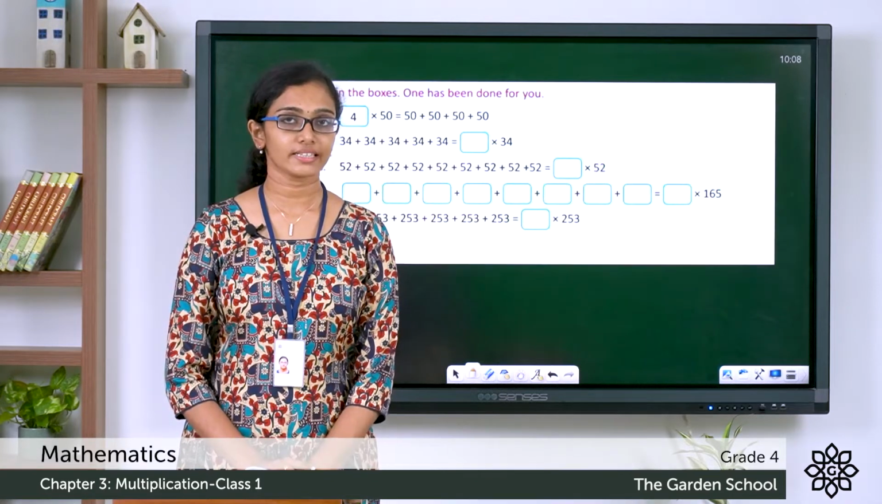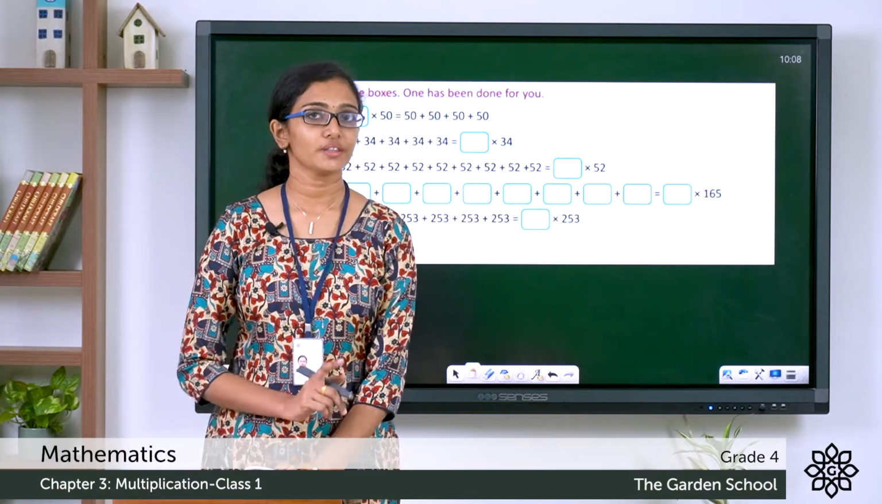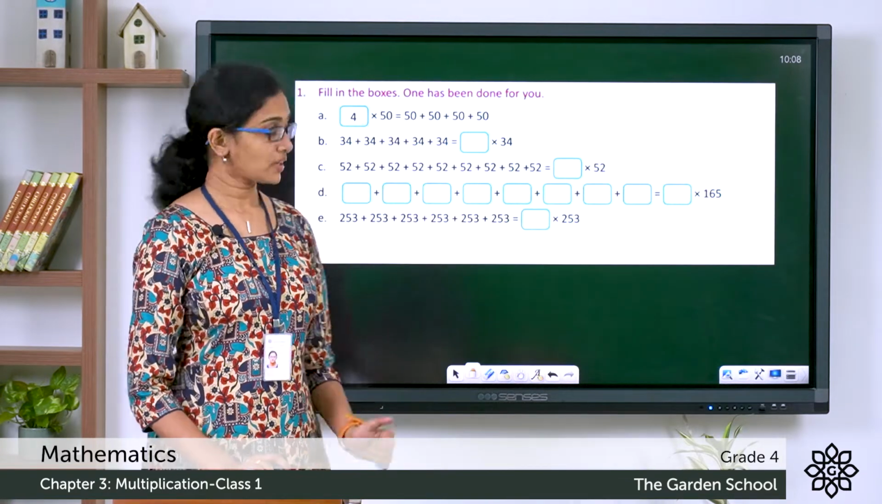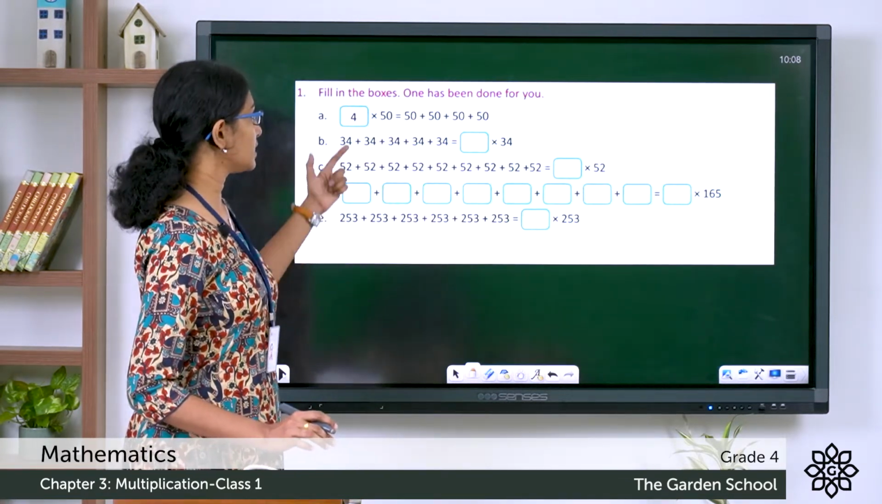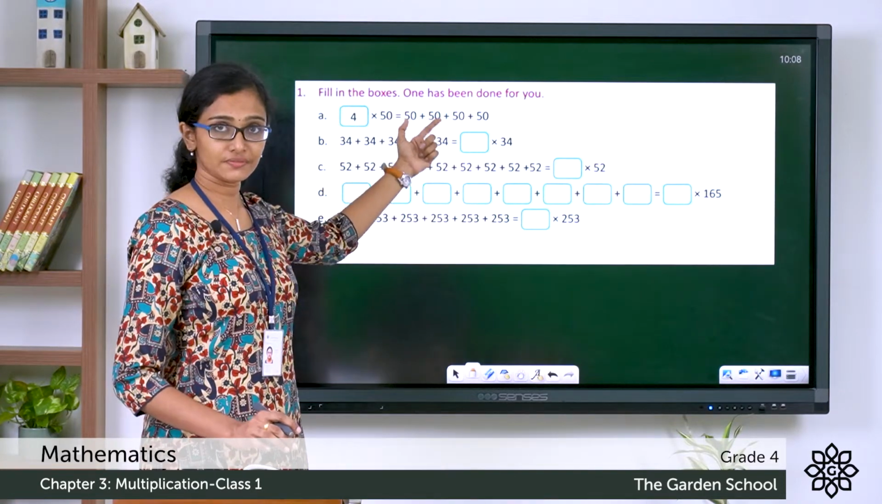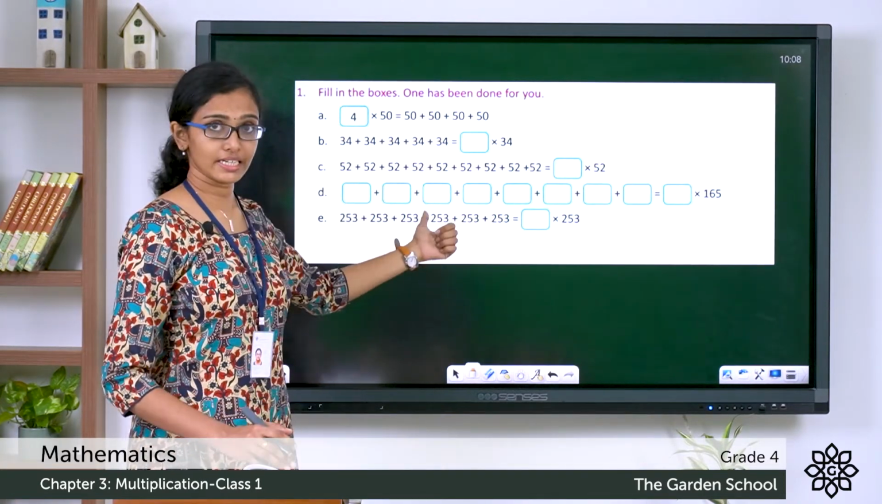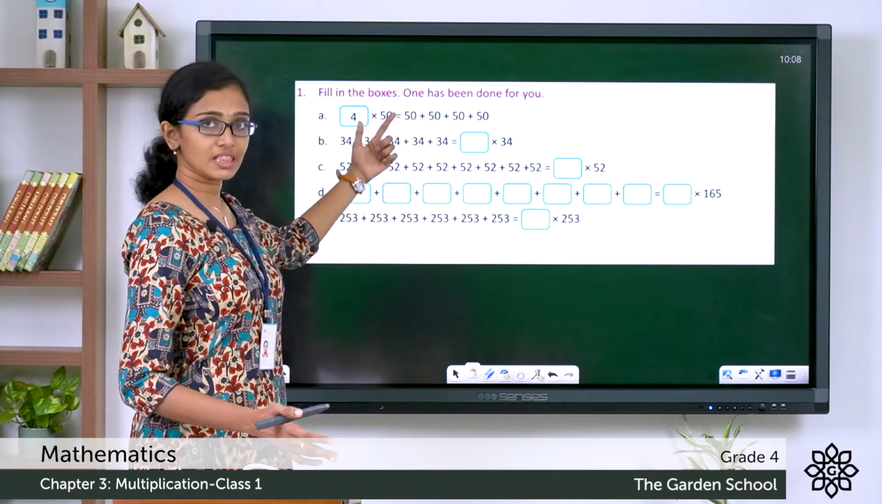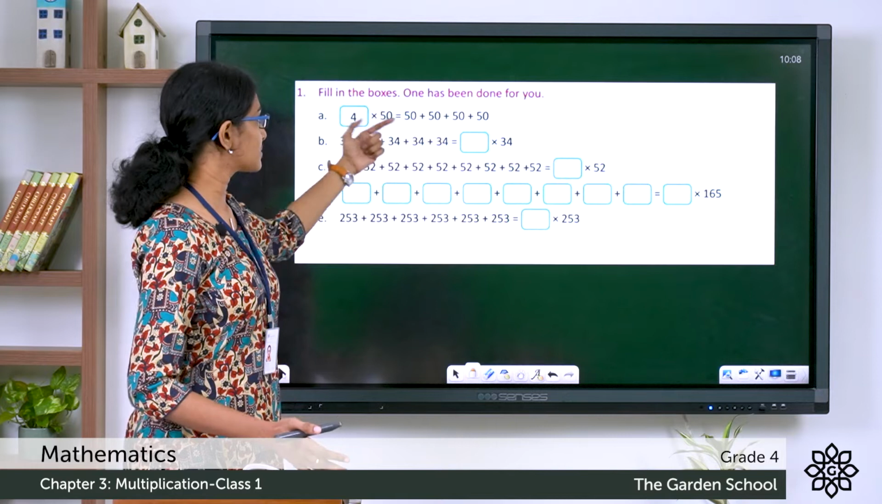Hope you finished writing the answers. Now let's check the answers. The first question, fill in the boxes. One has been done for you. So question A is 4 into 50 is equal to 50 plus 50 plus 50 plus 50. Like we said earlier, multiplication means repeated addition. So 4 into 50 means the number 50 is added 4 times.